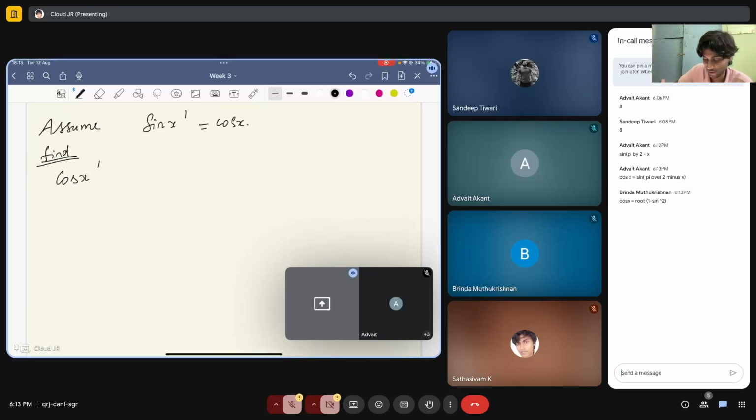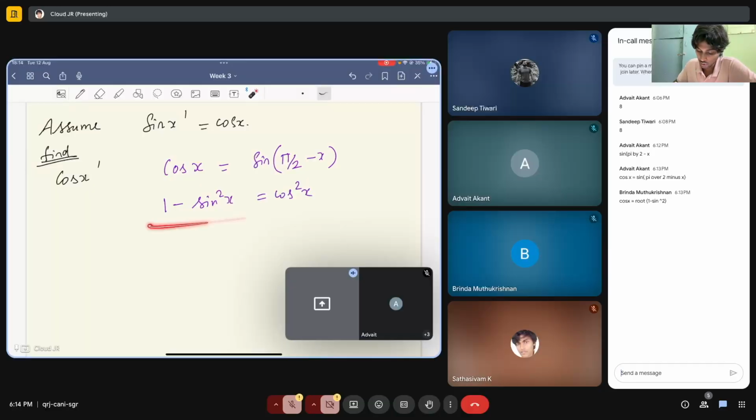Okay, I got what you're trying to say now. So you have two ways of connecting this. One is, as he said, sine pi by 2 minus x. Okay, so this is one way of doing it. And another thing is, as the other person said, 1 minus sine square x is equal to cos square x. So you can do both ways. Here you have to use the chain rule, and in this case you have to use the product rule. Well, for now let me take this and do. Okay, you can do with this also. It goes exactly the same.